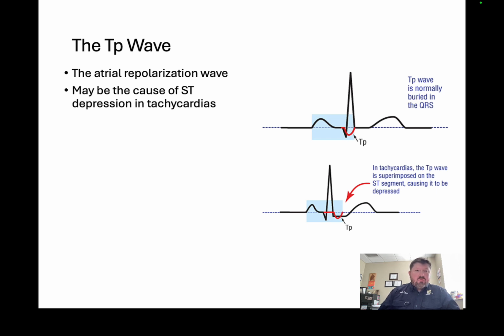So the atrial repolarization wave, we typically won't see this. The TP wave is normally buried in the QRS, but sometimes the tachycardia can get so fast that the wave actually is superimposed on the ST segment, and it can cause it to be depressed, and you may even see it sometimes as like a little indenture right there. But essentially, this is not going to be a significant thing that we're going to look for in the ECG.